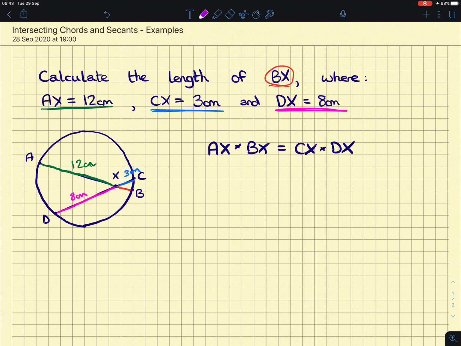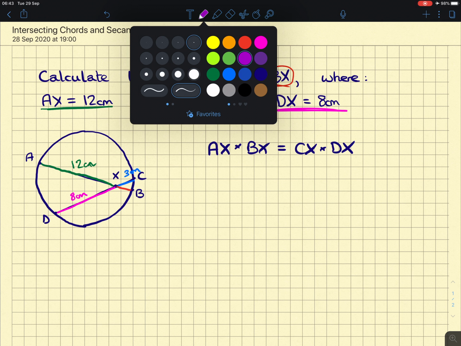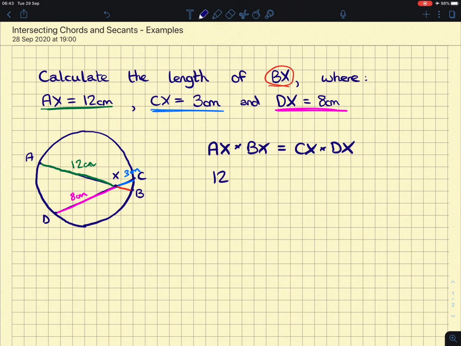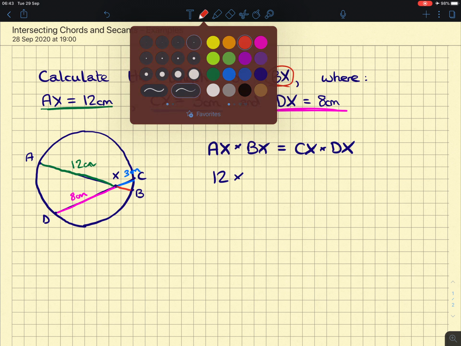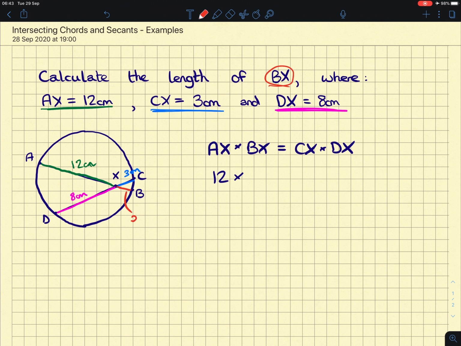So our length of AX, just putting all of this in, our length of AX is 12. Our BX is unknown, so we can give it a variable. So I didn't actually label that. Let's call it Y, seeing as X is already there. So we've got 12 times Y equals CX, which was 3, times DX, which is 8. So that ends up giving us 12Y equals 24. And then we solve that equation to get Y equals 2 centimeters.